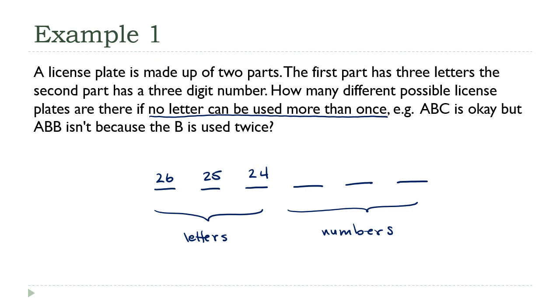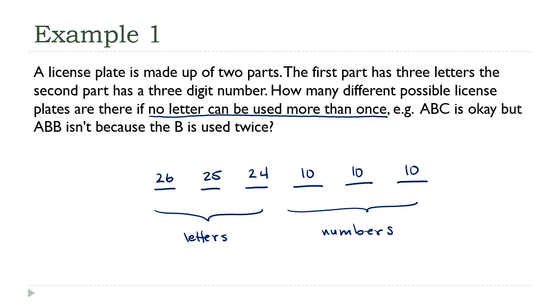How about the number part? Well, the number part, remember, we are allowed to repeat here. So I have 10 choices for this first one, 0 through 9, 10 choices here, and 10 choices here. Okay, now I know how many individual choices I have to make.